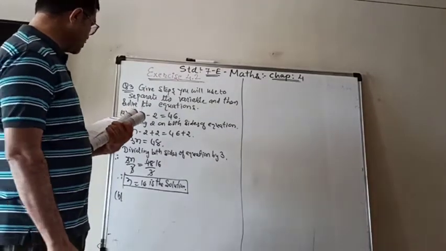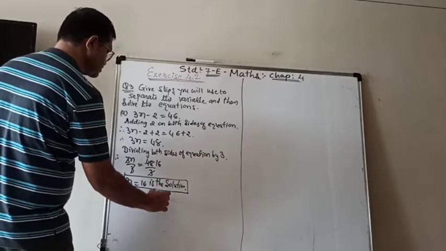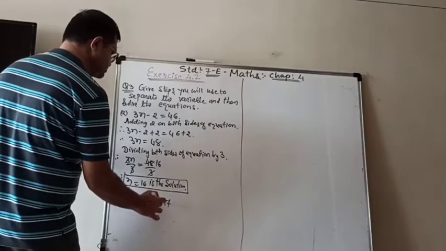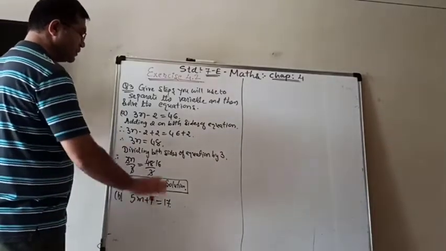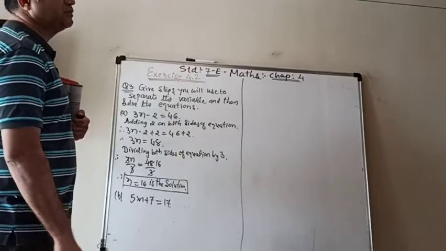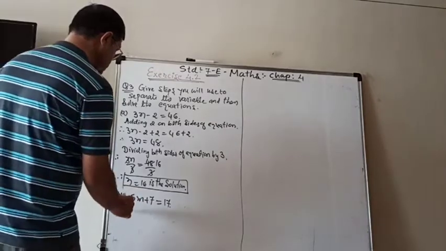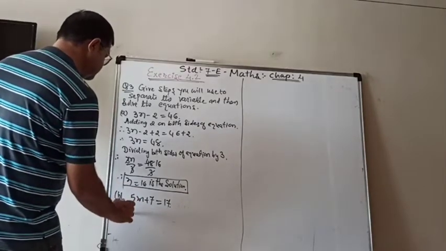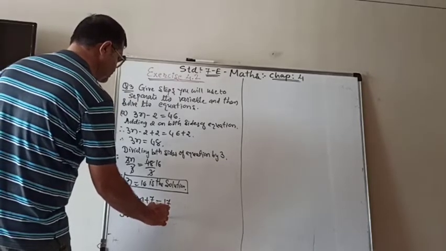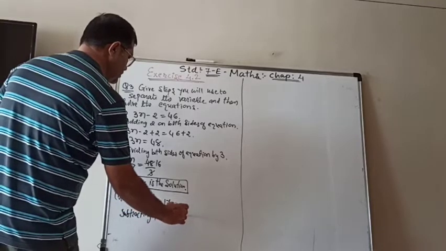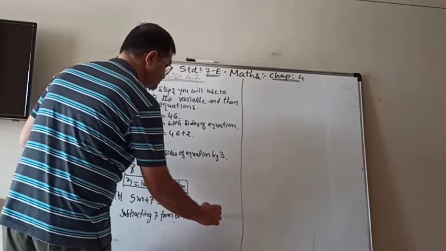Second one, B is 5m plus 7 is equal to 17. So here also, first plus 7 we have to remove, so we have to subtract 7. So subtracting 7 from both sides of the equation.